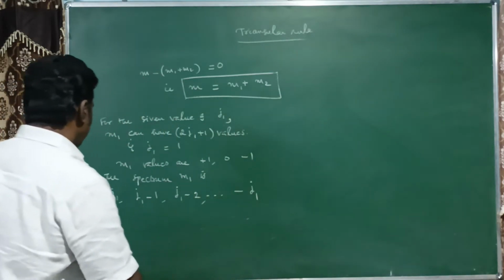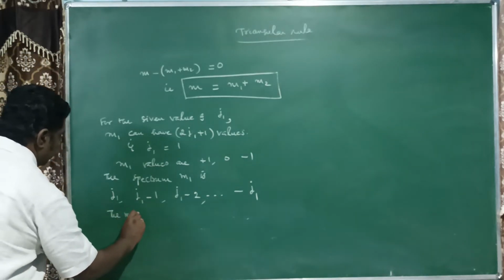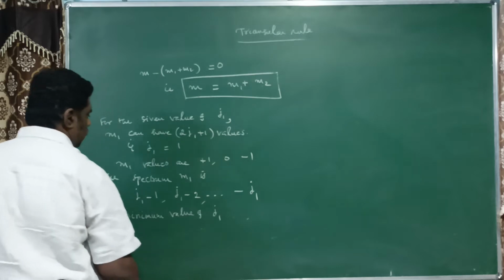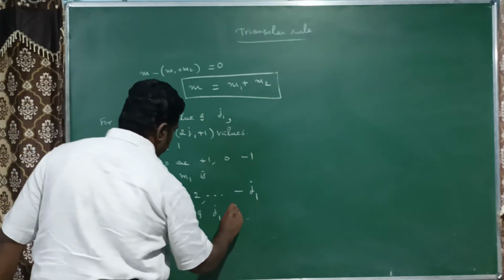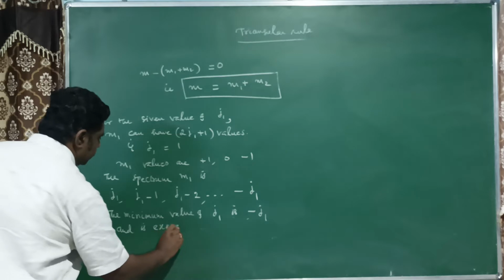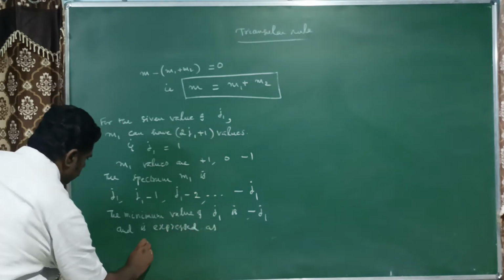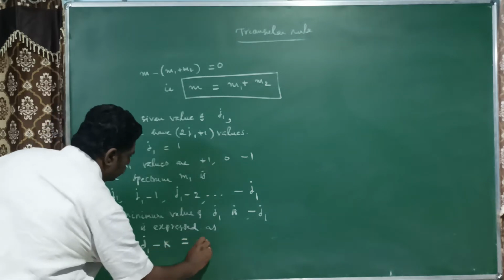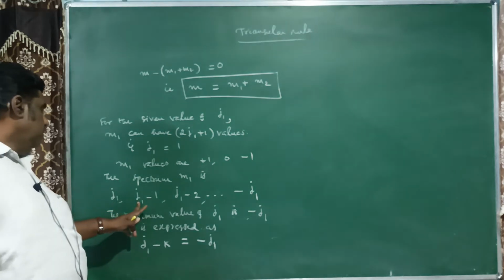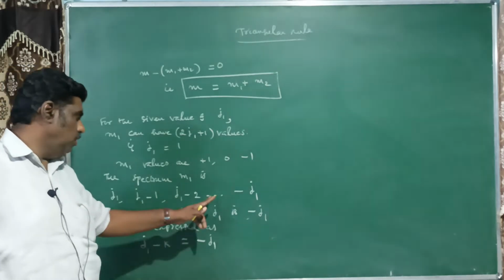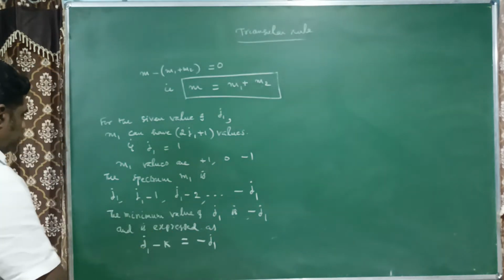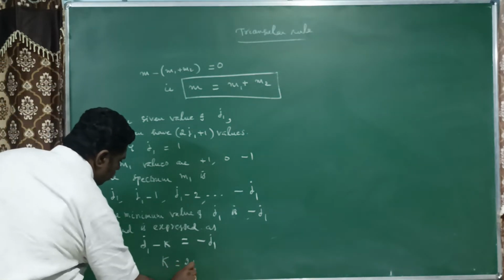Now, the minimum value of J1 is minus J1 and is expressed as J1 minus K is equal to minus J1. See here, the first highest value of M1 is J1, then the next value is J1 minus 1, the next value is J1 minus 2, and this series goes on and ends with the lowest value of minus J1. Therefore, J1 minus K is equal to minus J1. From this, K equals 2J1.